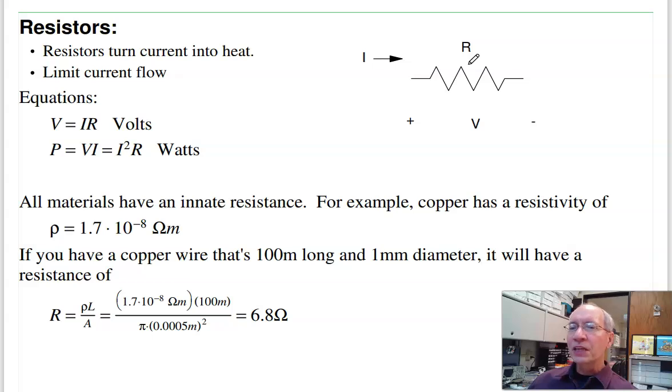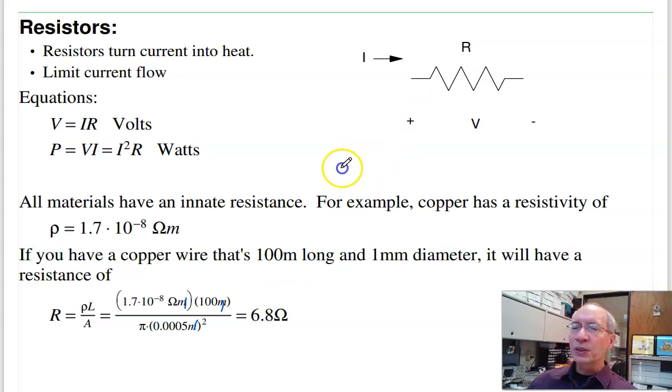Now, all materials have innate resistance. For example, take a piece of copper. Copper has a resistivity of 1.7 times 10 to the minus 8 ohm meters. Meaning, if I take a piece of copper wire that's 100 meters long, 1 millimeter diameter, the resistance will be the resistivity times 100 meters, divided by the area, the meters squared cancel, gives you ohms. That 100 meter long piece of wire is 6.8 ohms.